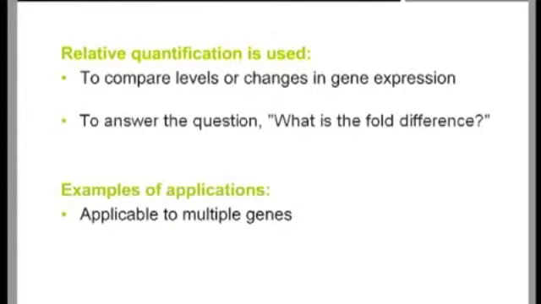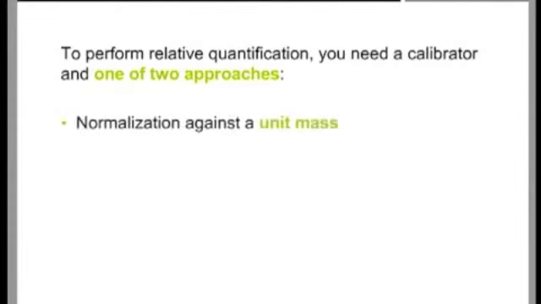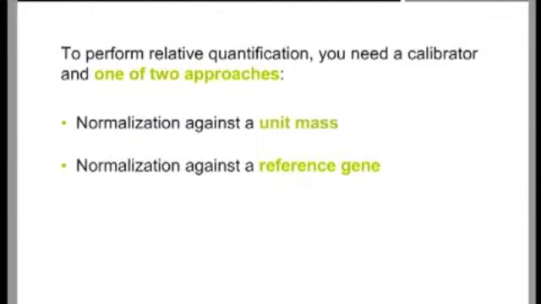Three examples of applications in which relative quantification might play a part are siRNA, or RNAi-induced gene silencing, developmental biology, and disease research. Where absolute quantification required a standard template of known concentration, relative quantification requires a calibrator sample. The calibrator sample ensures that the comparison is made between equivalent amounts of starting sample. Two methods are most commonly used for relative quantification: normalization against a reference unit mass and normalization against a reference gene.